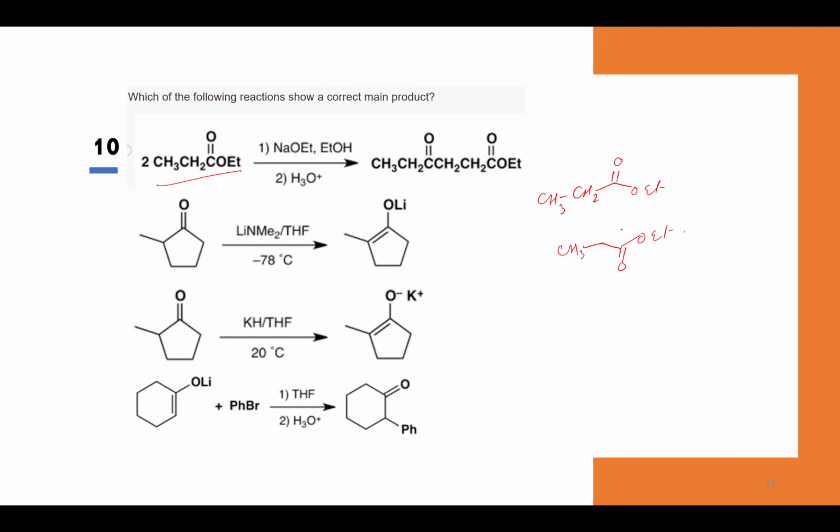in each molecule, proton abstraction will take place, right? If the first proton abstraction takes place, it will form enolate, enolate this way.